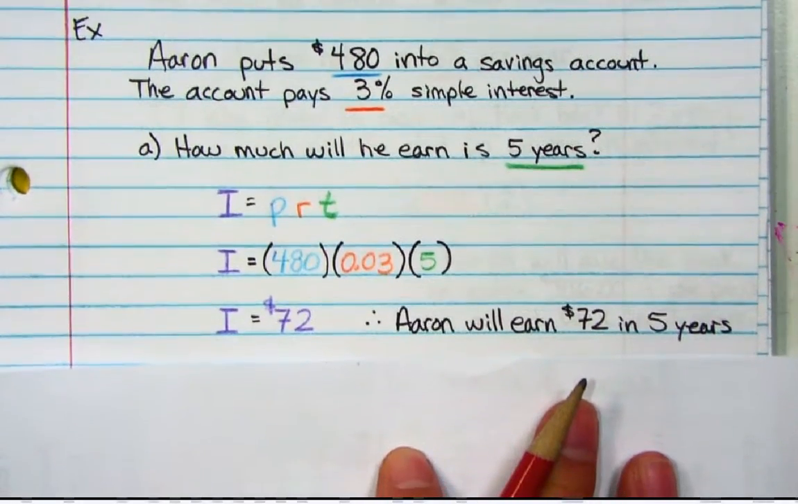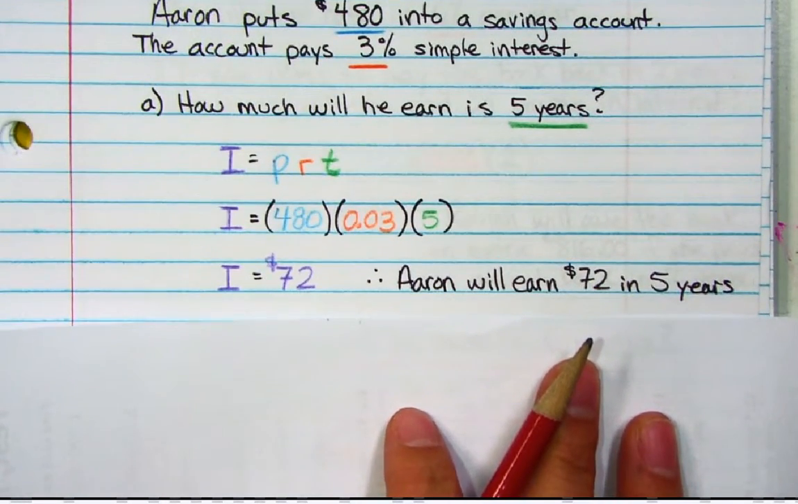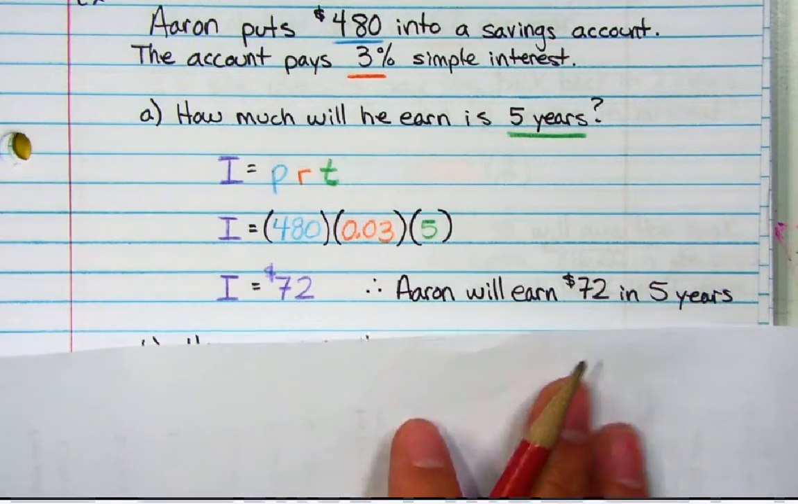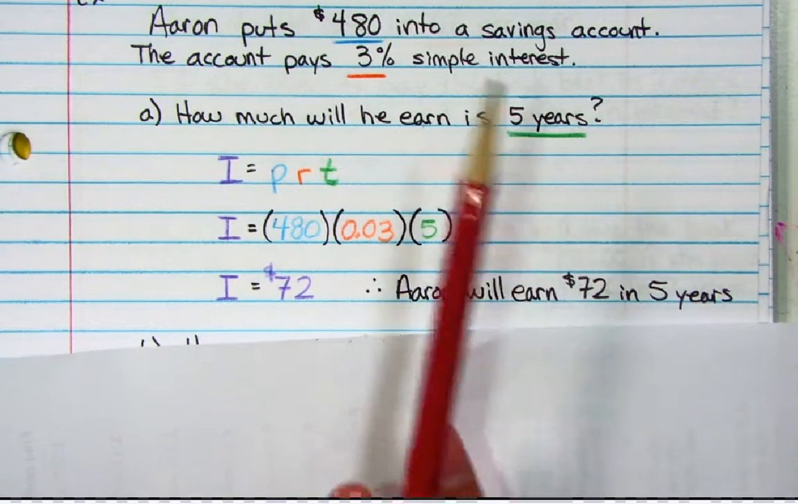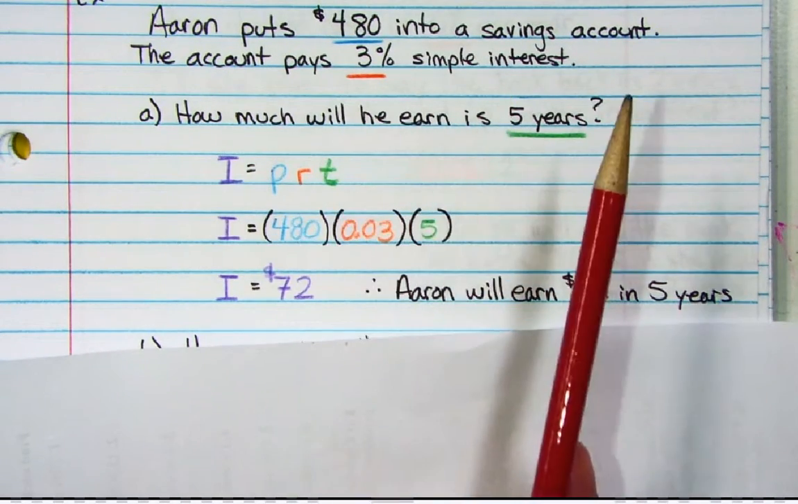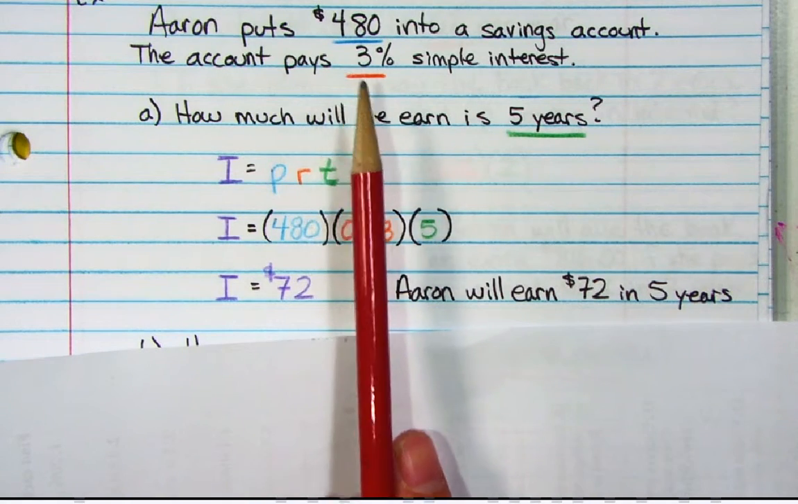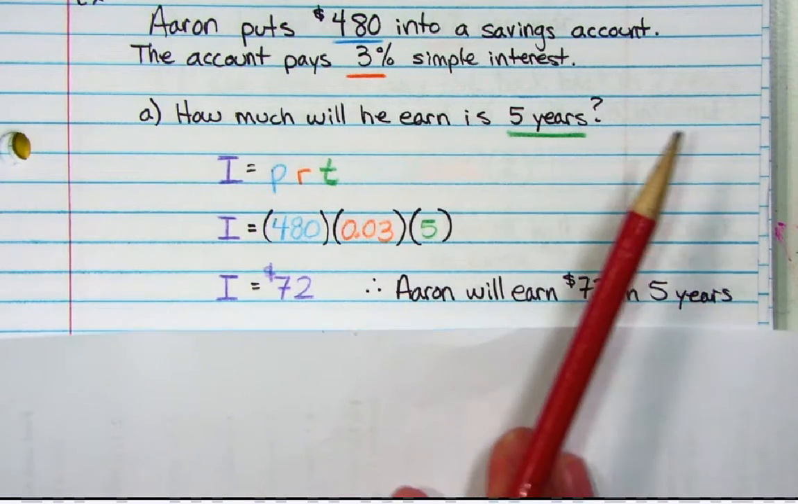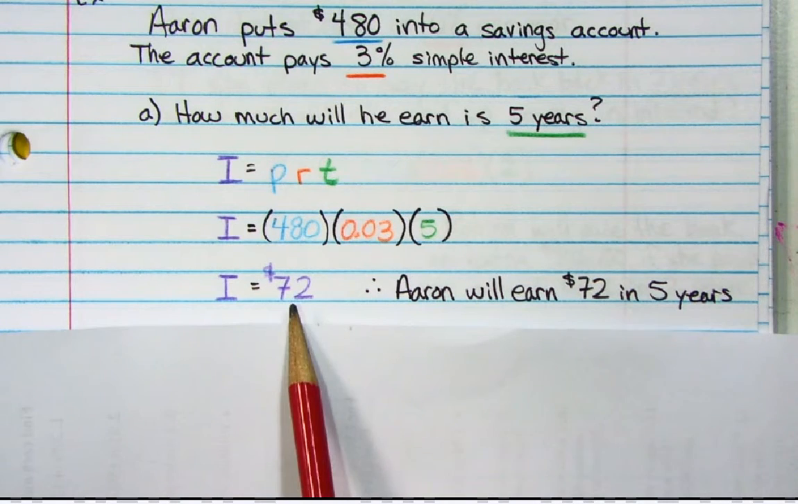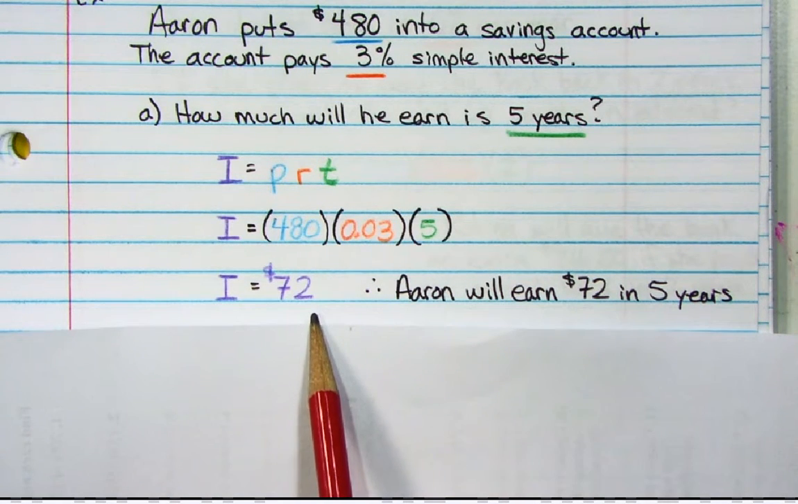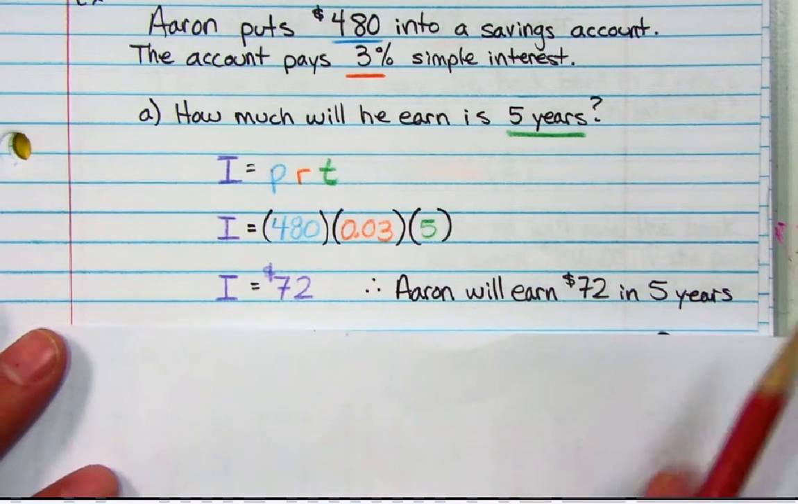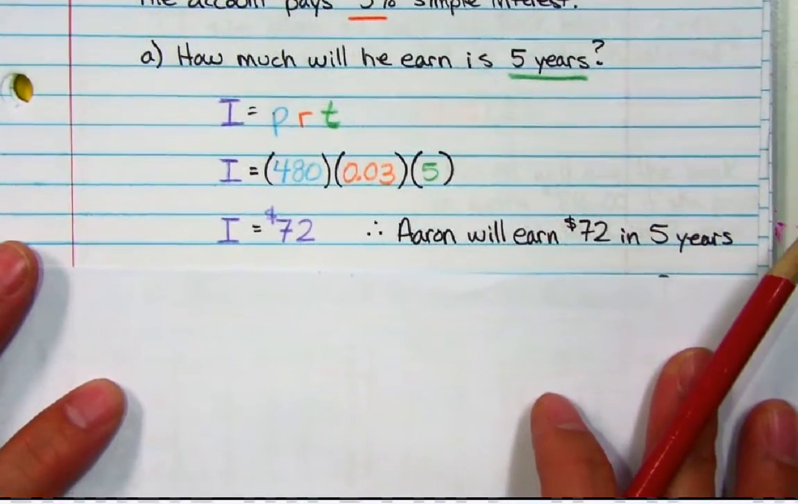All right, so I crunch the numbers, multiply, and find out $72. So he's going to earn $72 for leaving his money, $480, in the bank at a simple interest of 3% for 5 years. Basically, don't touch it for 5 years and you get an extra $72 for just leaving your money in there. Hey, beats putting it underneath the mattress, let me tell you that.